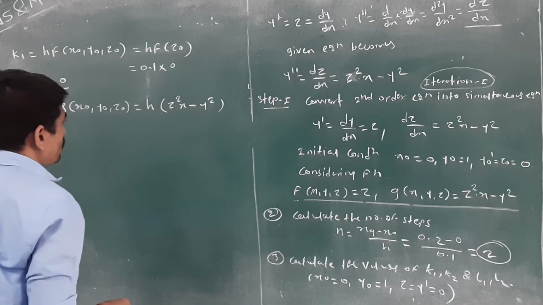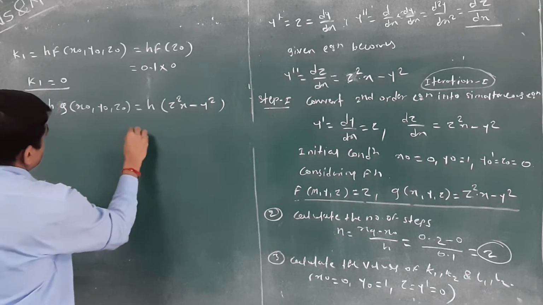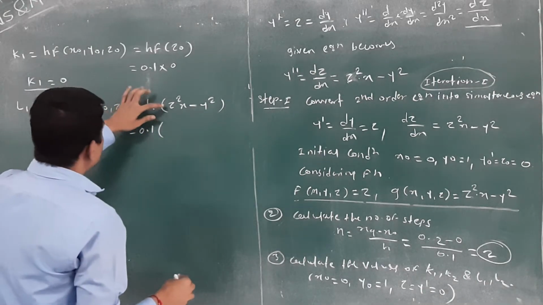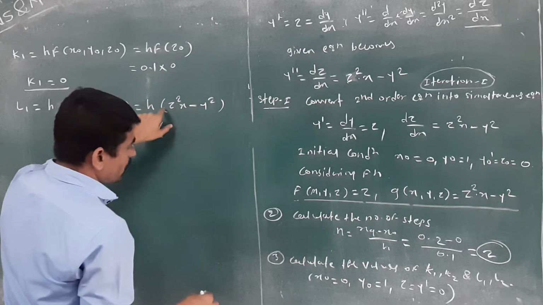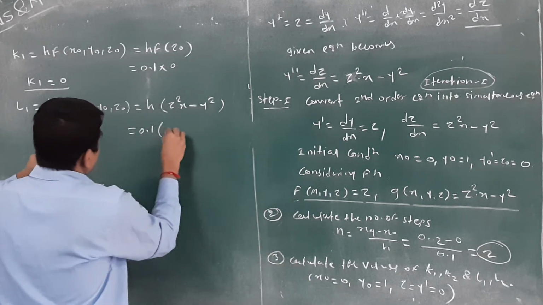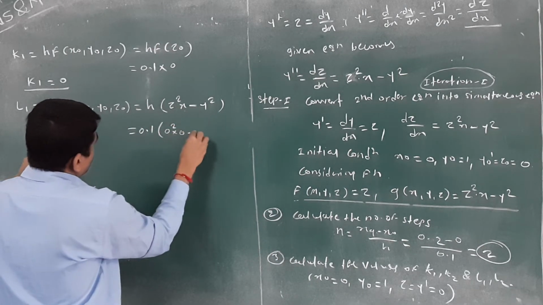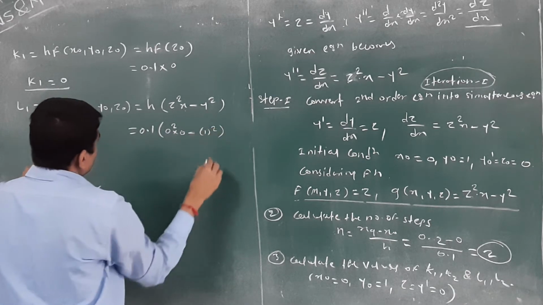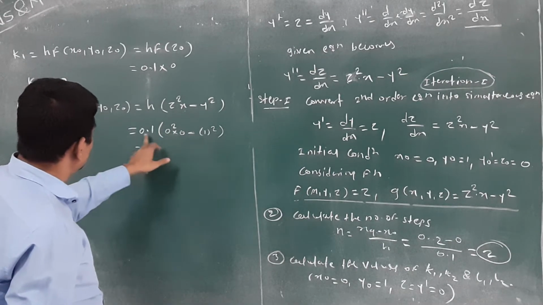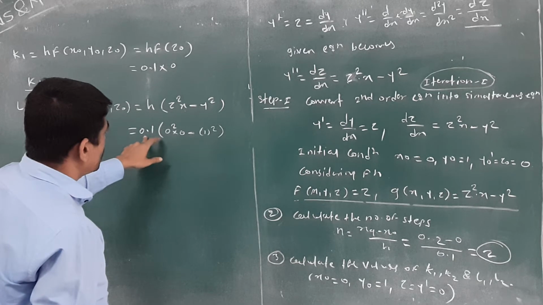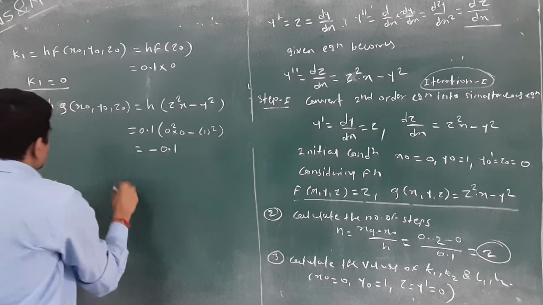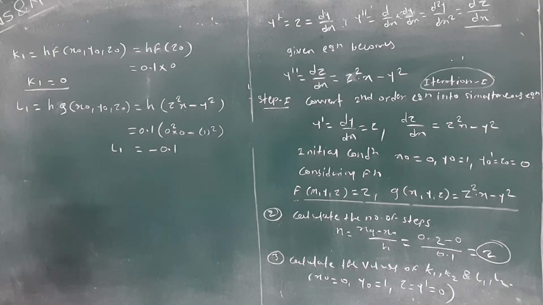Put the values in that equation. What is the value? h is 0.1. What is z? z0 is 0, which is given. I will write 0 square into x0 minus y0, which is given as 1 square. If you calculate, you will get minus 1 into 0.1, so you will get minus 0.1. This is the value of L1. In this way you have to calculate.